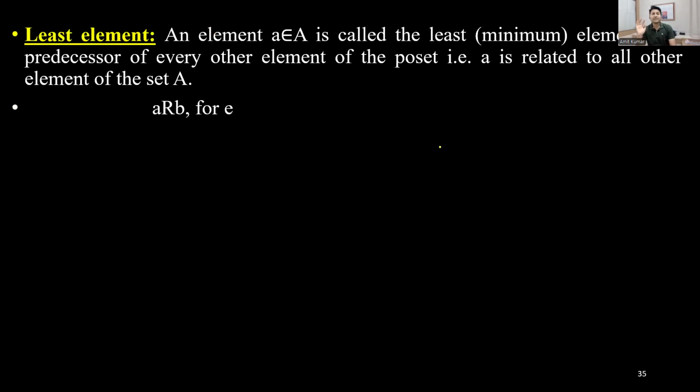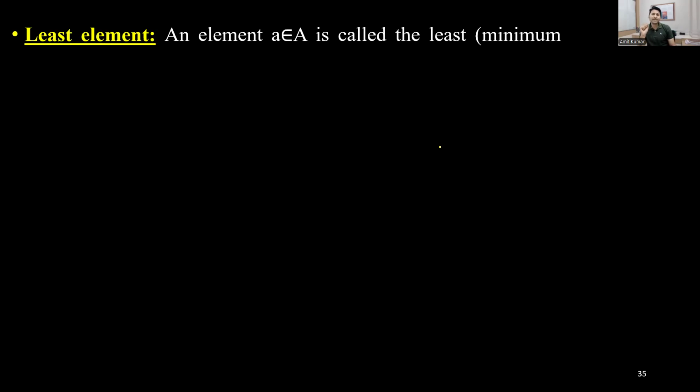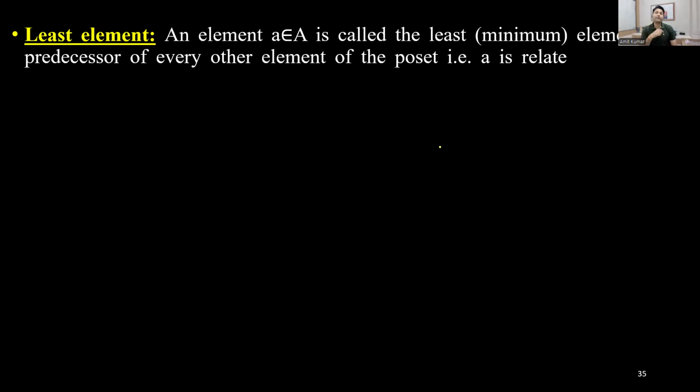In the same manner, we have two more definitions. One is called a least element. An element is called a least element if it is the lower bound of every element. That means (A, B) belongs to R, where A is the lower bound.